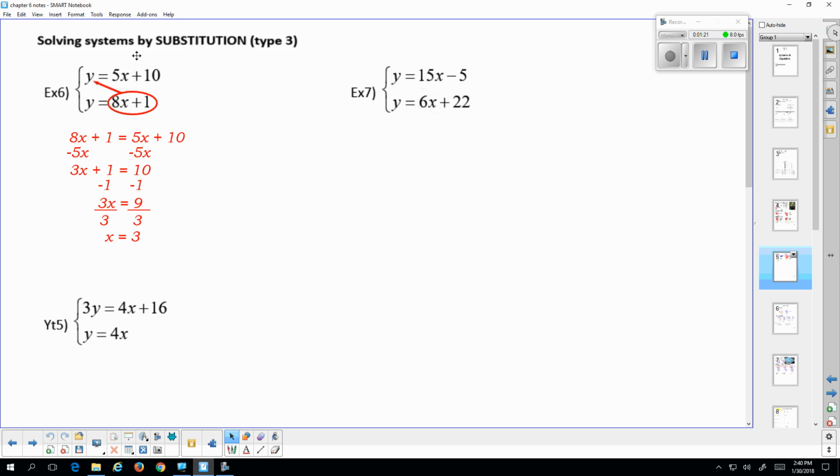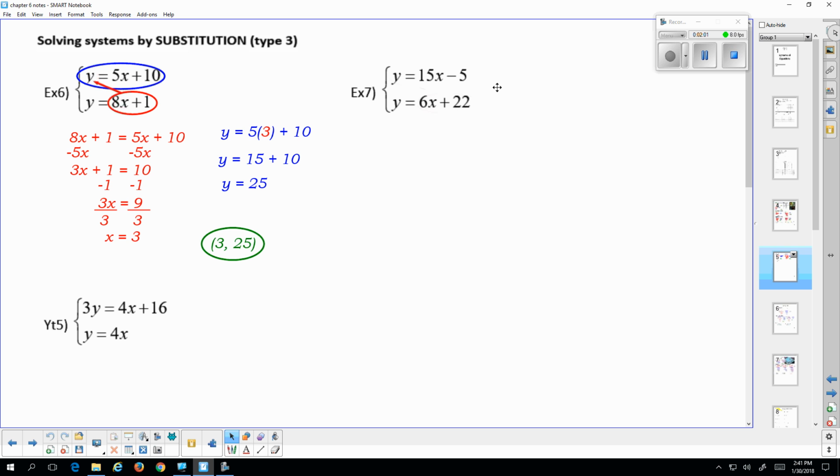Now I need to find y. So for y, I'm going to use the first equation. And I'm going to rewrite that, but instead of x, I'm going to plug in what I got for x. So what's my equation going to read now? It should be y equals 5 times 3 plus 10. And now just do the math. 5 times 3 is 15. 15 plus 10 is 25. So my final answer, I got x is 3, y is 25. So it's 3 comma 25.